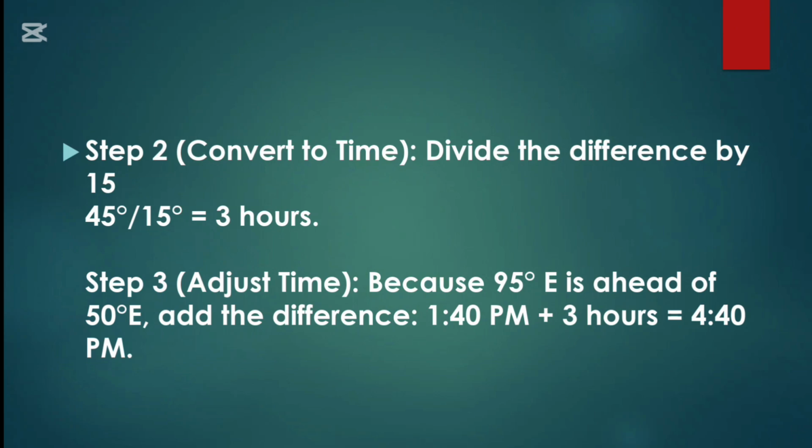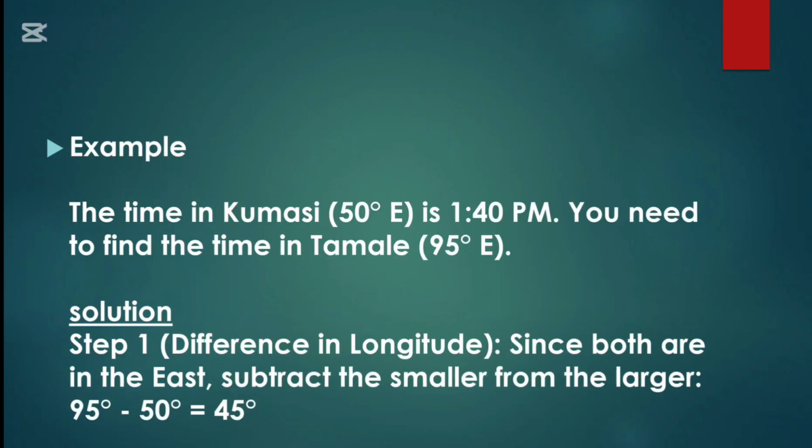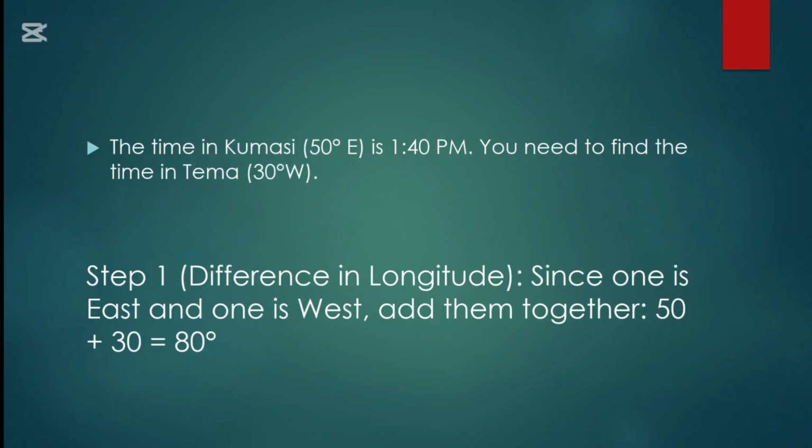Time in Kumasi, 50 degrees east, is 1:40 p.m. You need to find the time in Tema, 30 degrees west. So in this question, you can see they are not on the same longitude. One is on the east and the other one is on the west. So what should we do? What we are going to do is to add them because they are not on the same longitude. So 50 plus 30 is going to give us 80 degrees.